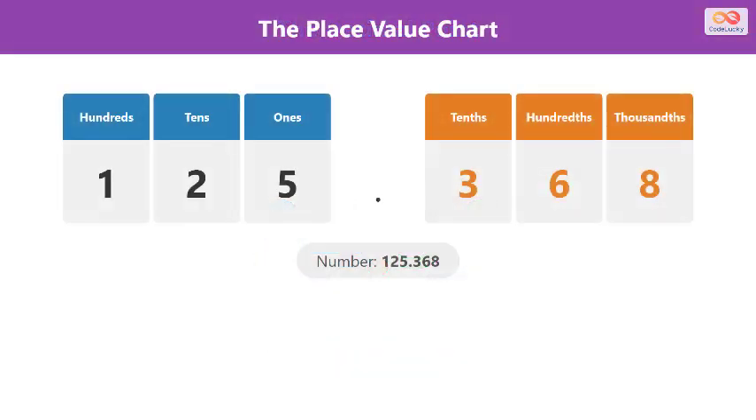To understand the value of each digit, we use a place value chart. You are likely familiar with hundreds, tens, and ones on the left side. But when we cross the decimal point to the right, we enter the world of parts. The first spot is tenths, the second is hundredths, and the third is thousandths. Notice the th at the end of these words. That sound is your clue that we are dealing with fractions, not whole numbers.